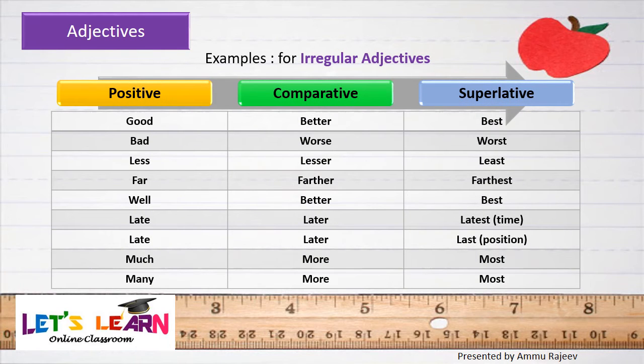Irregular adjectives. You will notice that the following words, when changed to the comparative and superlative degrees, change completely. These adjectives that undergo a complete change of spelling when changed into the comparative and superlative degree are called irregular adjectives.